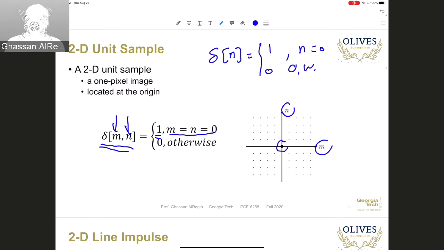And you can see the representation here with this dark black disk at the center that represents a non-zero sample, which is one in this case. And then it will be zero everywhere else. And that's really our unit sample. It's just a one pixel image located at the origin.